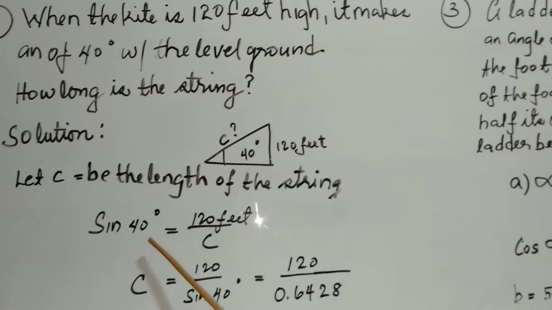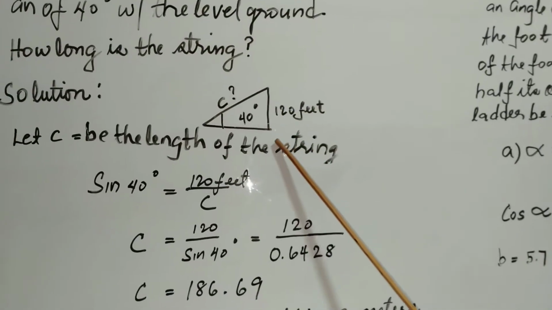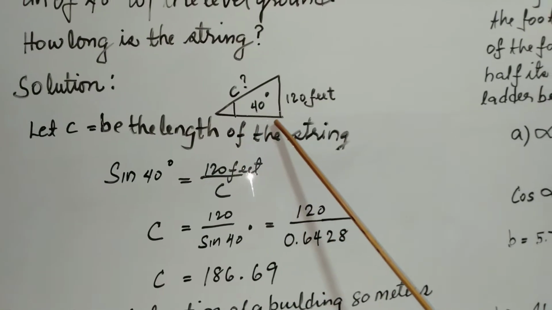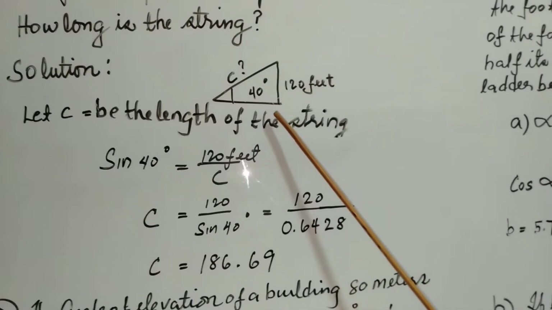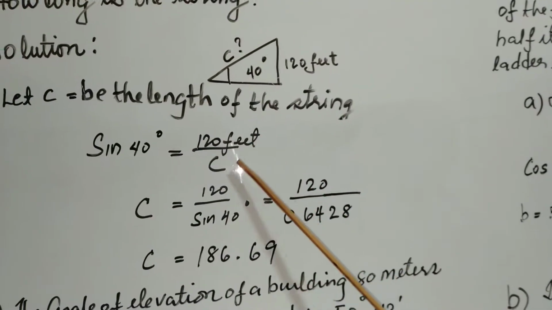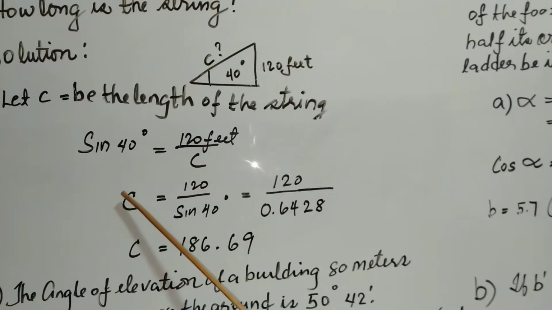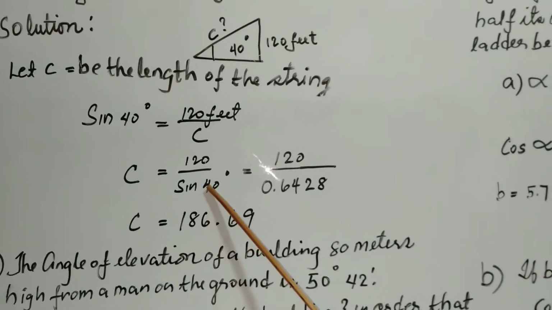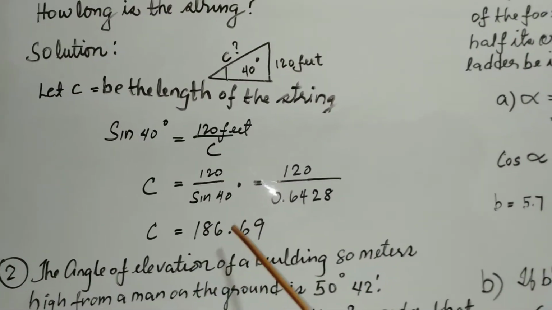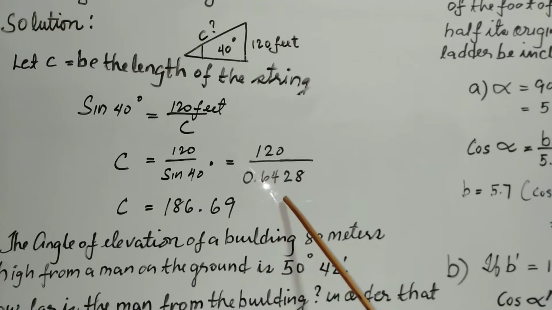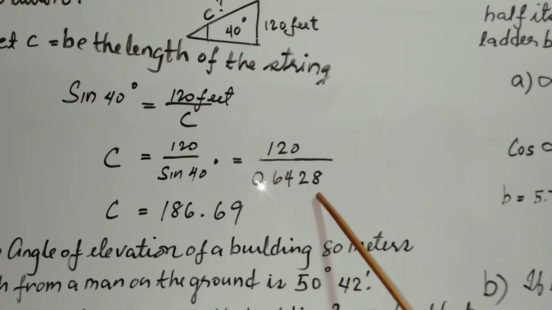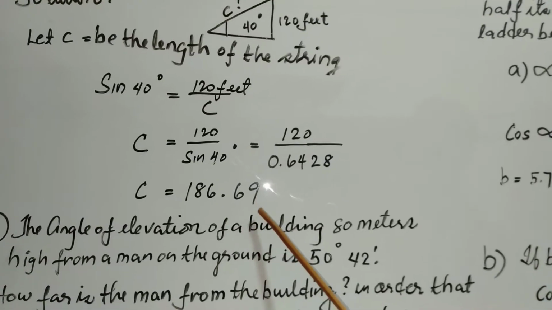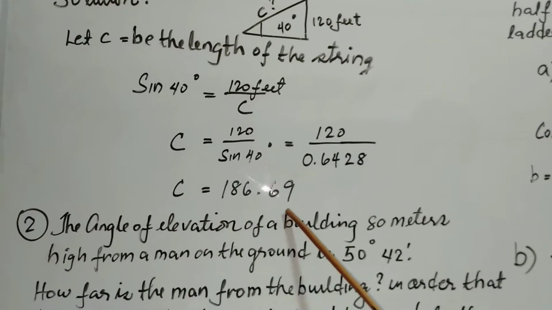Sine 40 degrees is equal to the height of the kite, which is 120 feet, over the length of the string. So this is a right triangle: sine 40 equals 120 feet over c. To find the value of c, the length of the string, it is 120 divided by sine 40. Using our calculator, sine 40 is 0.6428. So 120 over 0.6428, and we'll get 186.69 feet. So this will be the length of the string.